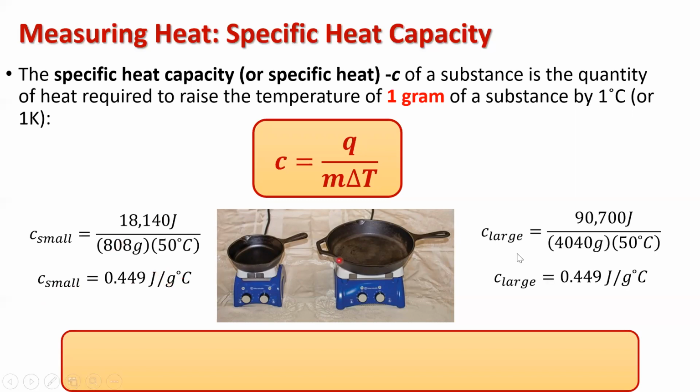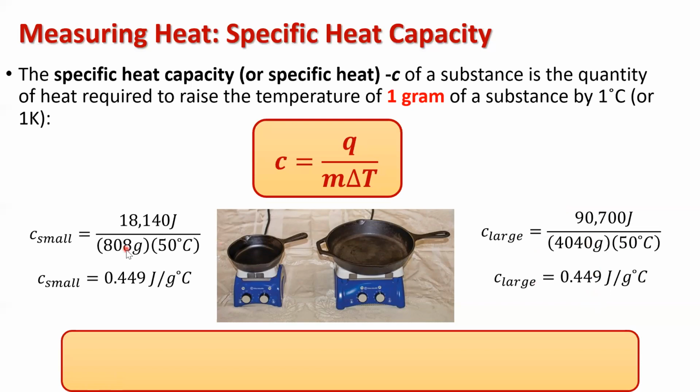So now let's look at the large pan, and then we're going to compare the numbers. When we look at the large pan, we're adding in a lot more energy because the pan is larger. We're dividing it now by the mass, which is much greater than what the mass of the smaller pan was, and the temperature change is the same. Well, look at what happens to the specific heat capacity. It's independent of how much material we have.